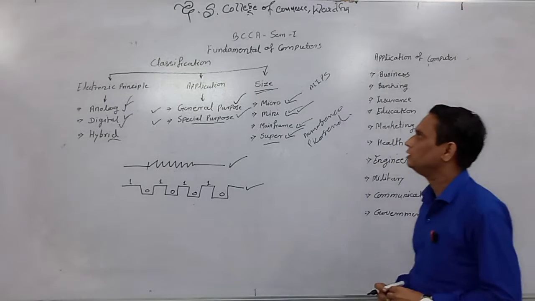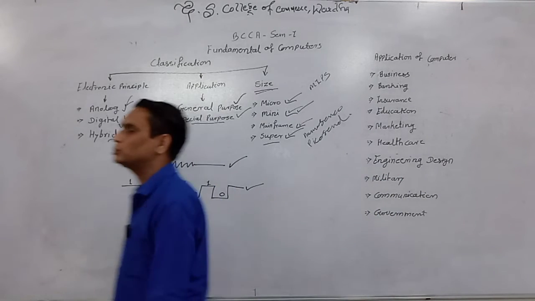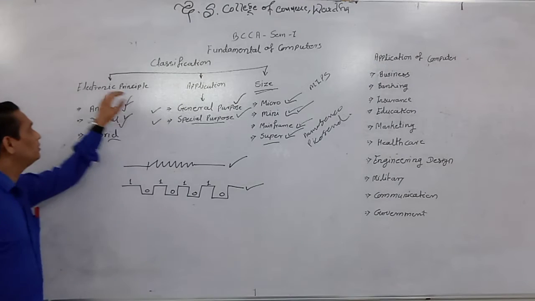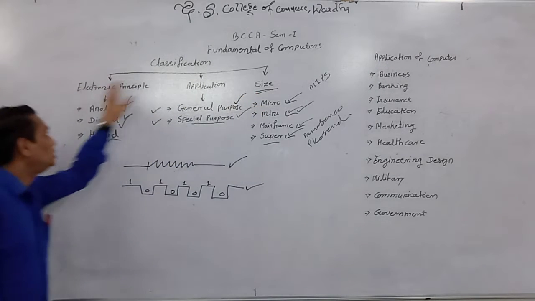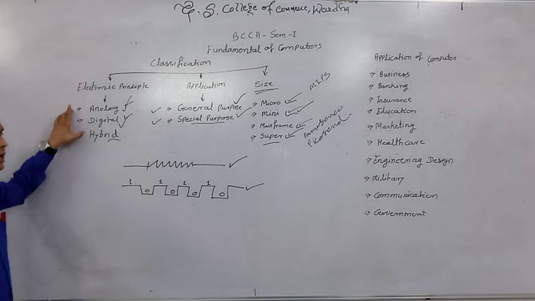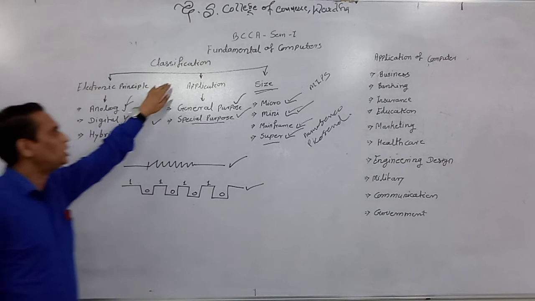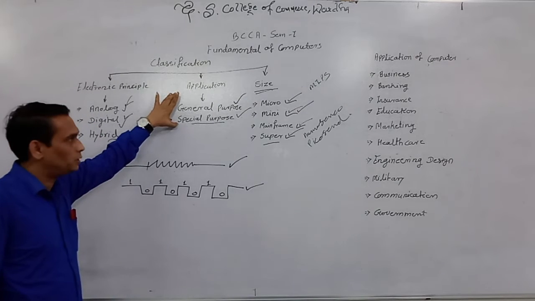Okay, so these are the classifications or types of computers in the form of electronic, application and size. According to electronic, analog, digital and hybrid. According to application, general purpose and special purpose.